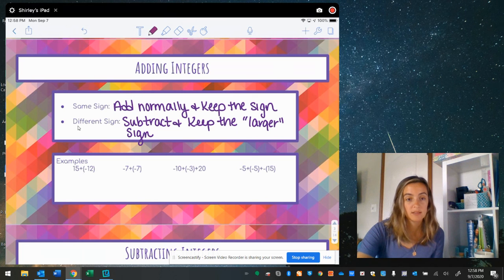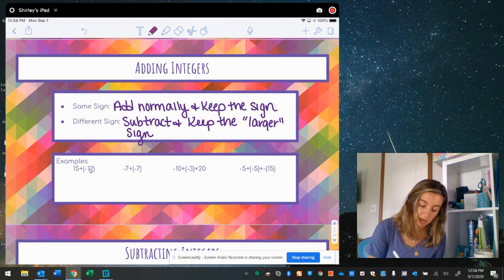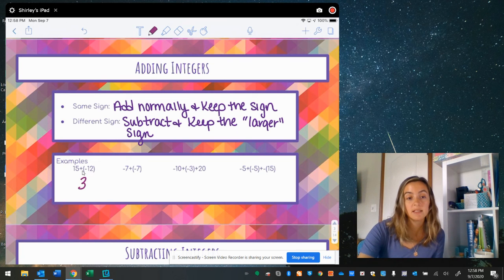So my rule says that if my sign is different, I'm going to subtract them and keep the larger sign. So 15 is bigger than 12, so I'm going to subtract them normally. 15 minus 12 is 3. And then since 15 was the bigger value, my answer is going to be positive.